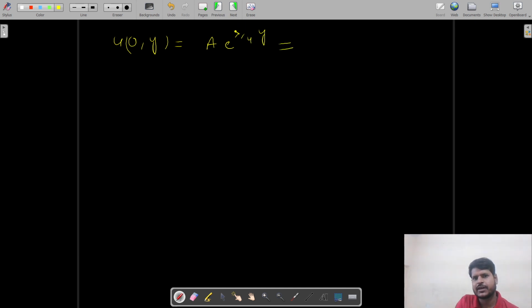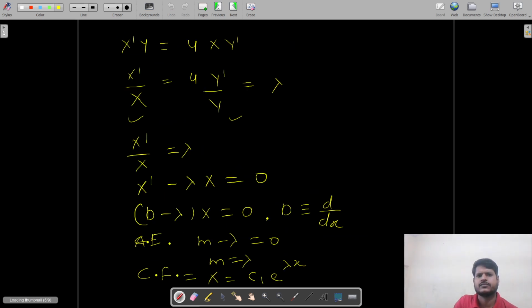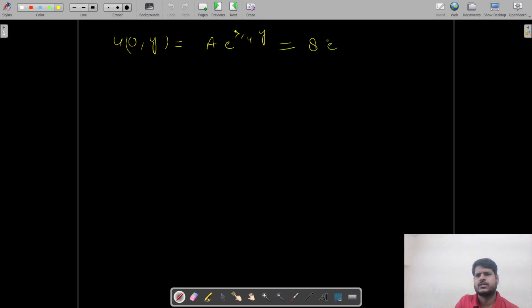And u of 0 comma y is given in the problem as 8 e raised power minus 3y. So you can calculate what will be here. Capital A is equal to 8, and lambda upon 4 is equal to minus 3. So lambda is equal to minus 12 and A is equal to 8.